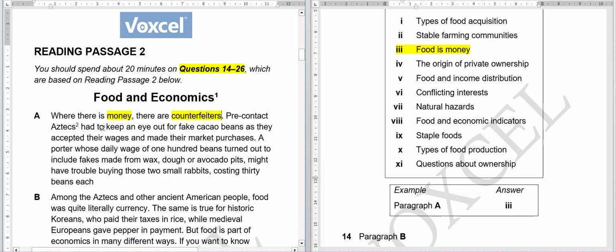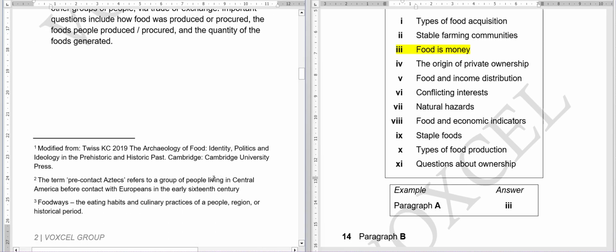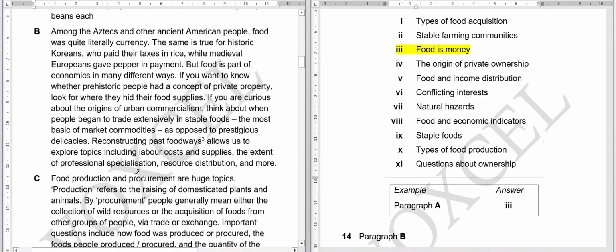Pre-contact Aztecs. If you see, this is number 2 written here, this is number 1 written here. It just means you will be given some kind of definition or information regarding that. Number 1, modified from this particular source from which the paragraph is taken. Second, the term pre-contact Aztecs refers to a group of people living in Central America before contact with Europeans in the early 16th century. So pre-contact Aztecs is a group of people that used to live in Central America before Europeans came there.